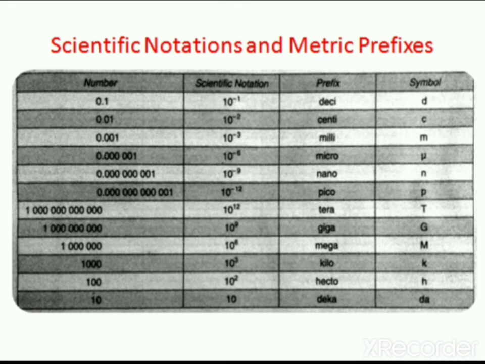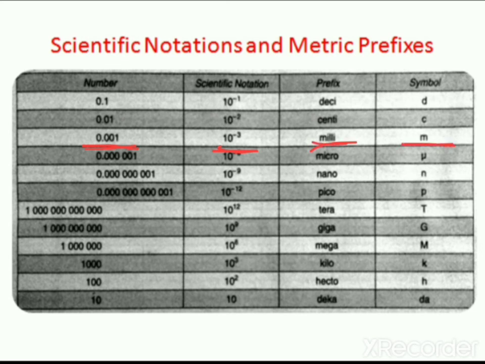So here we can see for 0.1 it is 10 raised to minus 1 scientific notation, prefix is deci and symbol is small d. For 0.001 we can see scientific notation is 10 raised to minus 3, prefix is milli and symbol is small m.